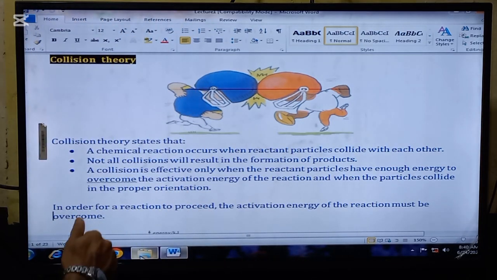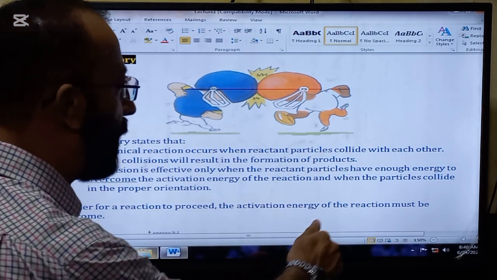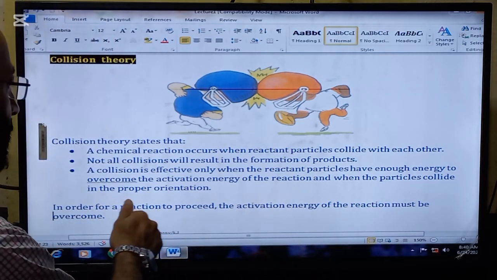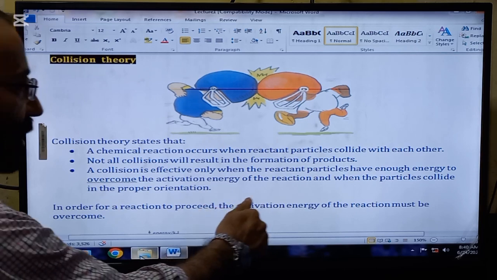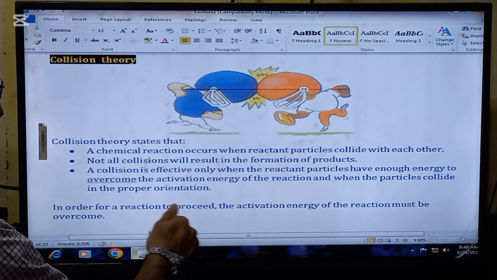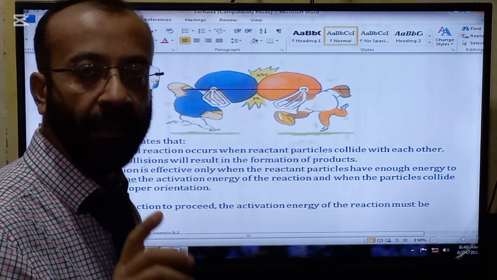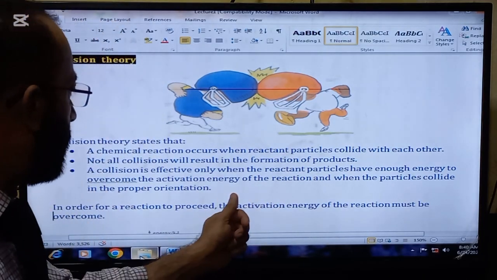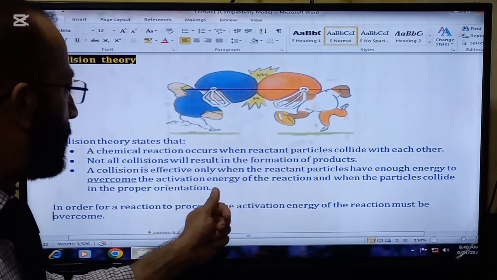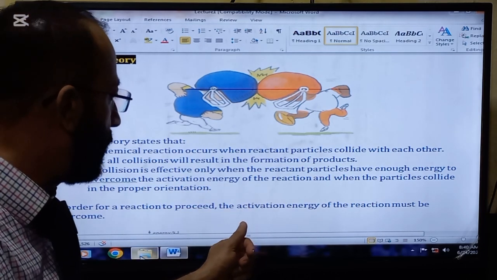Third condition: a collision is effective only when the reactant particles have enough energy to overcome the activation energy of the reaction, and when the particles collide in the proper orientation. So these are two conditions for a successful collision. So what is activation energy? This definition we will read later in the lecture.